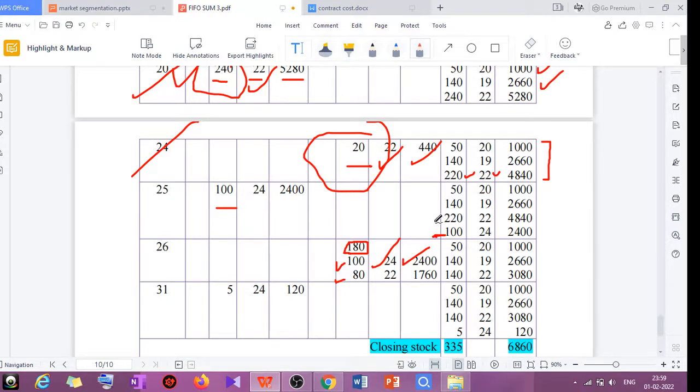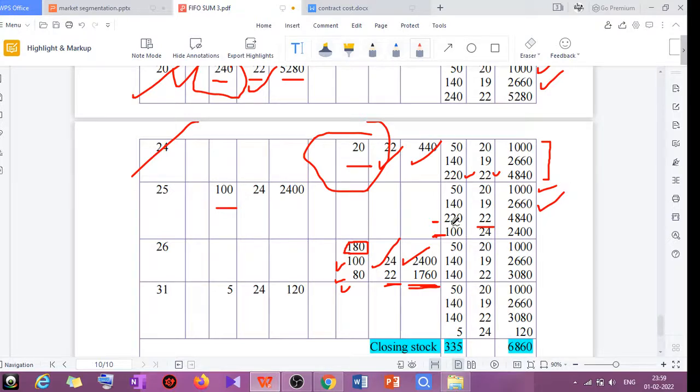That is from which lot? That is from 220 units we have to issue 80. So what is the rate of that? 22. So take 22. 80 into 22, it will be 1760. Got it? So now what will be the balance then? 50 units at the rate of 1000. See, we didn't issue, it is still there in the stores. What about 140 units? That also is still there in the store.